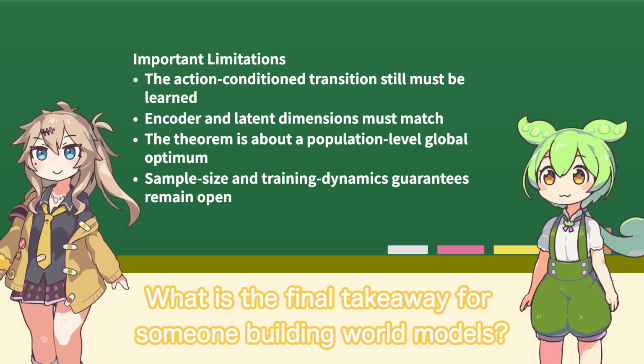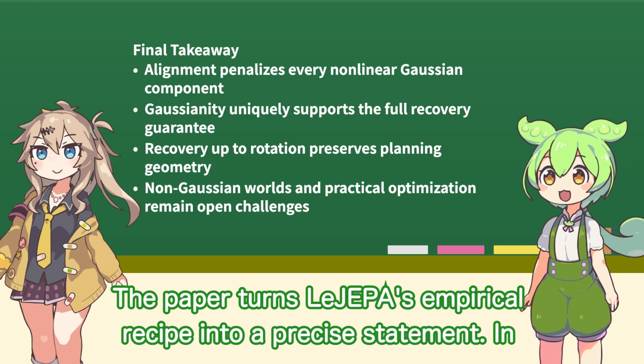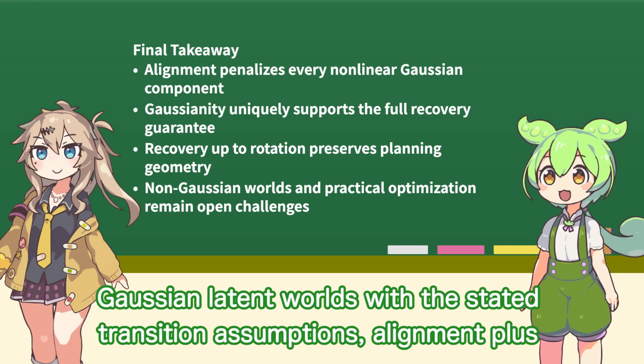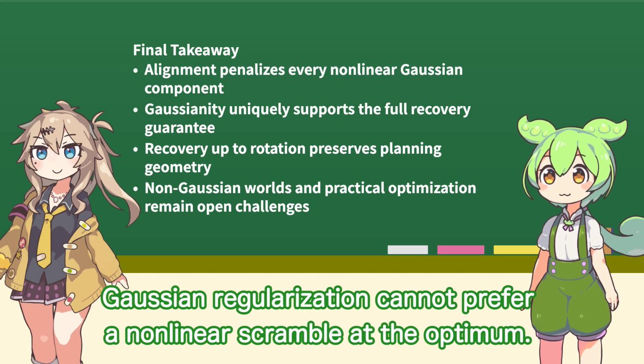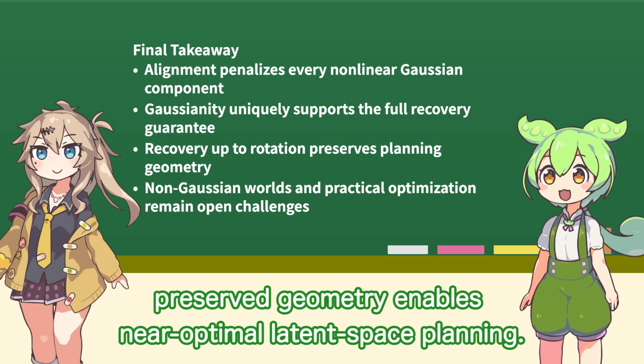What is the final takeaway for someone building world models? The paper turns LeJEPA's empirical recipe into a precise statement. In Gaussian latent worlds with the stated transition assumptions, alignment plus Gaussian regularization cannot prefer a nonlinear scramble at the optimum. It recovers the true state up to an orthogonal transform, and that preserved geometry enables near-optimal latent space planning.